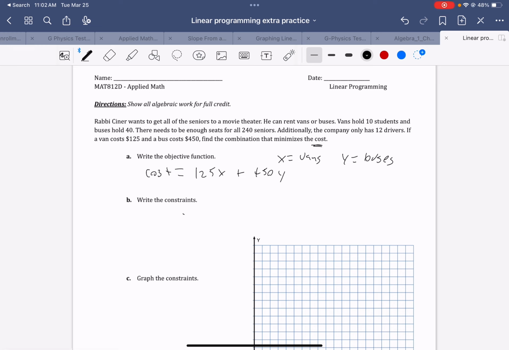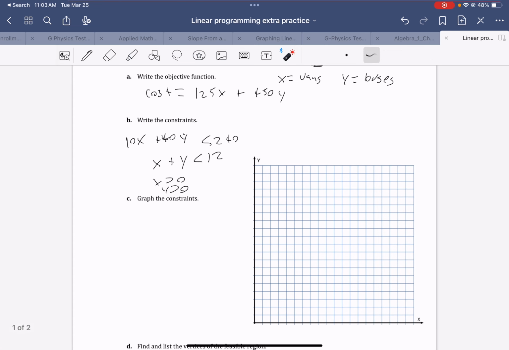And then our constraints are that we need 240 seniors. So the total number of seats needs to be greater than 240. And the total number of seats we can model as the seats per van times the number of vans, plus the seats per bus times the number of buses. Our second constraint is that we can only have 12 vehicles in total. So the total number of vans plus the total number of buses has to be less than 12. And then finally, both of these technically have to be greater than 0. We usually ignore that constraint because it's kind of obvious.